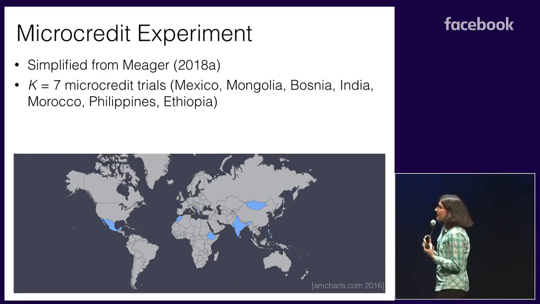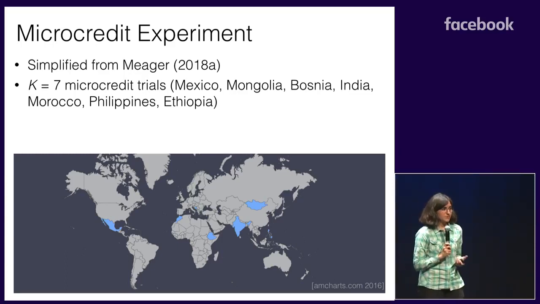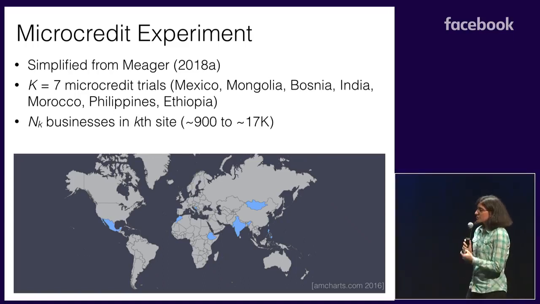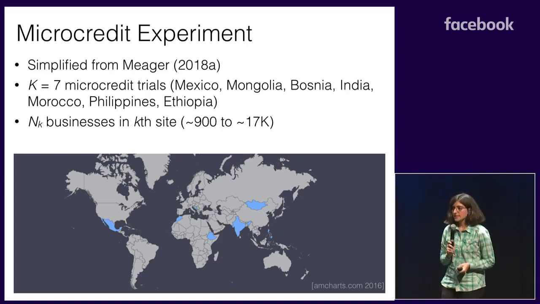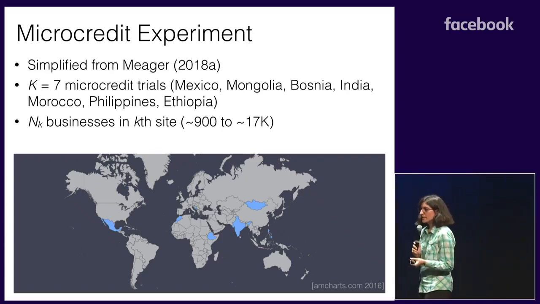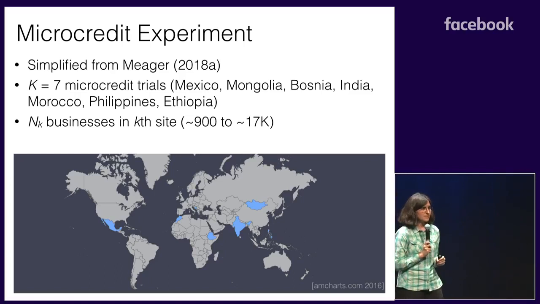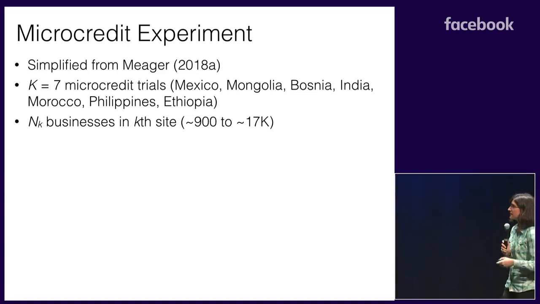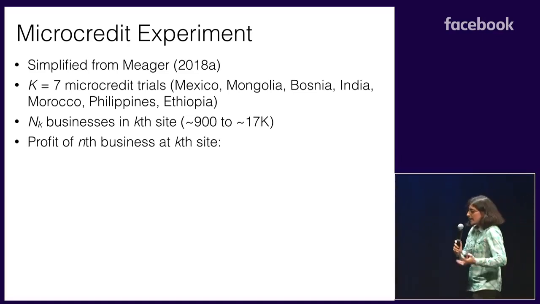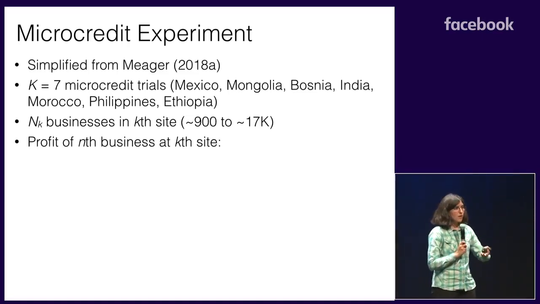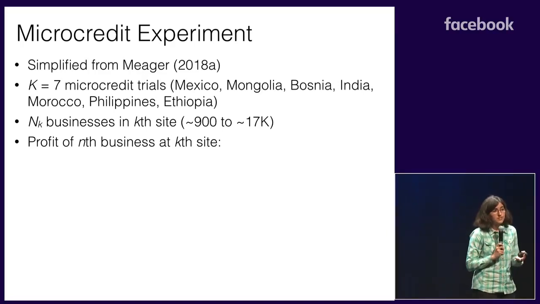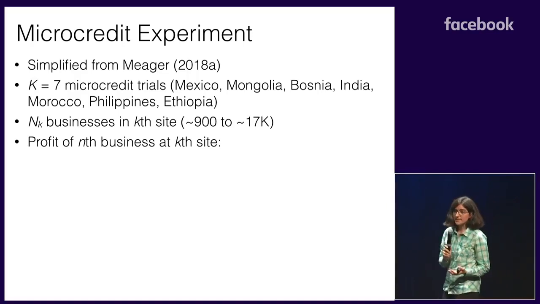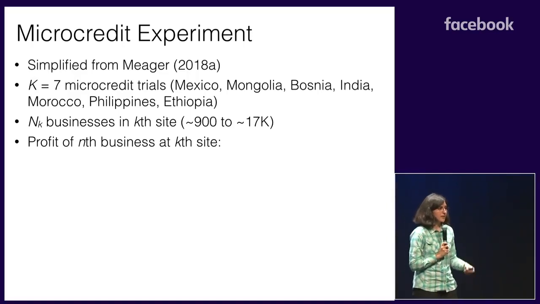Okay, but there were really randomized controlled trials that went on in 7 different countries, ranging from Mexico to Ethiopia. And at each one of these sites, so each site is in a different country, a randomized controlled trial took place among 900 to 17,000 businesses, depending on the site. So each business was assigned microcredit or it was not assigned microcredit. And so we want to get at, was microcredit effective? Perhaps a quantitative way to get at that is to say, well, how much did it increase business profit? And a priori, we don't know. Maybe it increased business profit, maybe it didn't, maybe it actually hurt. We want to find out.